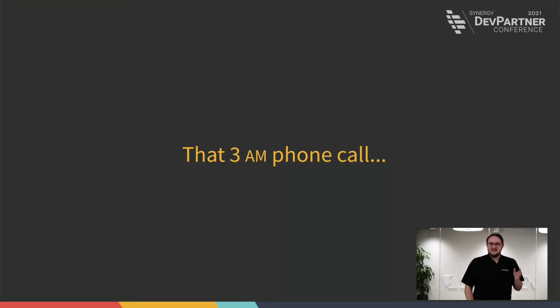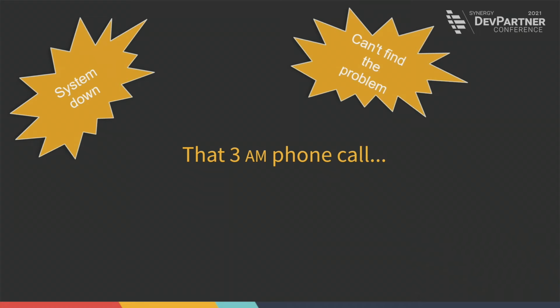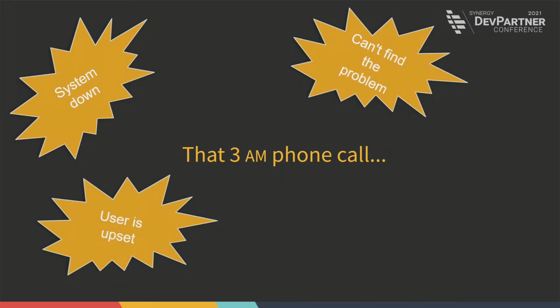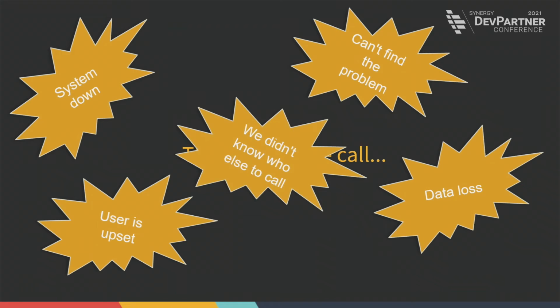night and they're saying things like, "Okay, the system is down. We can't find the problem. We don't know what's happening. The end users are very upset, and we're losing data by the minute. Just everything is going wrong, and we didn't know who to call. And so we're coming to you, we're asking you, can you help us?"